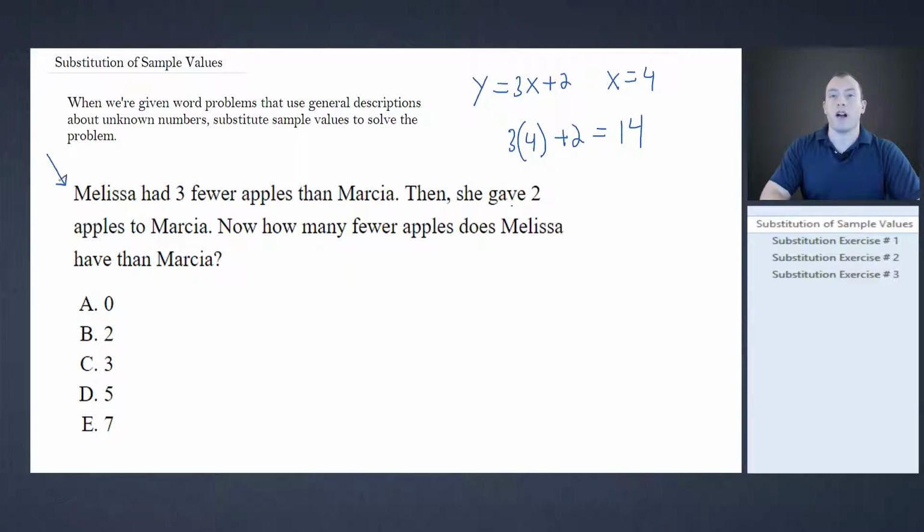Now, when we have a more complicated question, like this one below, let's see how substitution using sample values can actually help us get to the right answer, where normally, if we thought about it intuitively, it would not. Why don't you give it a shot?